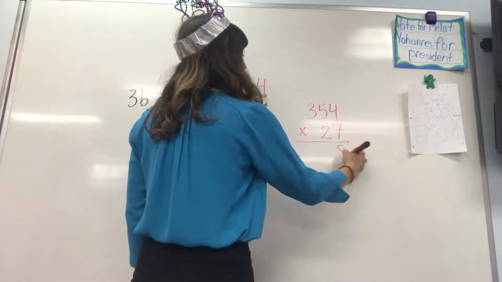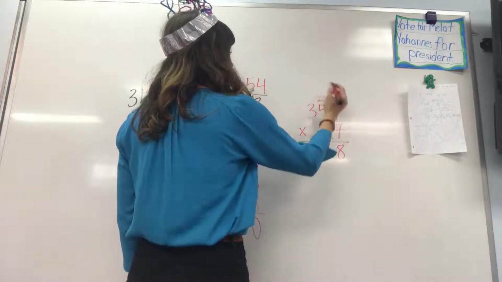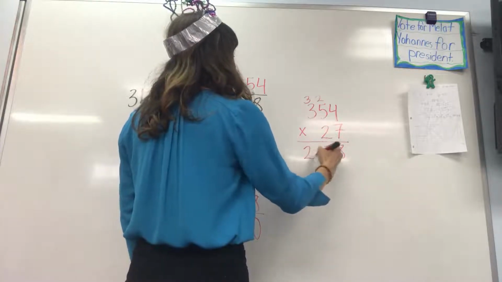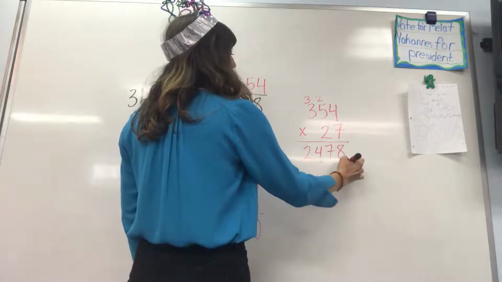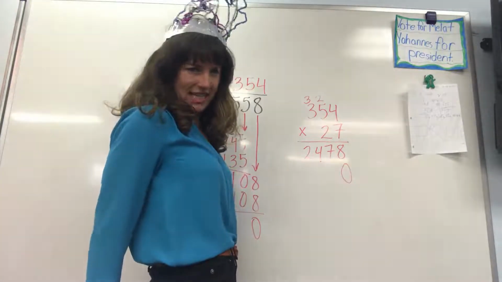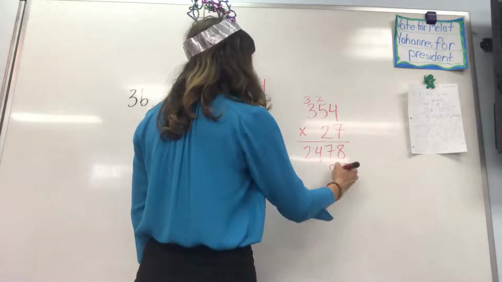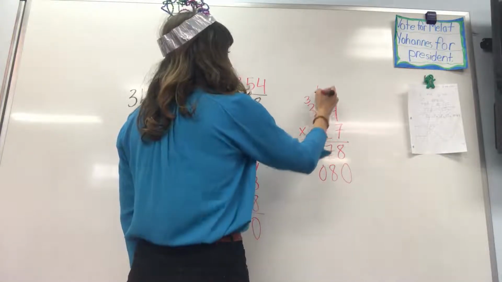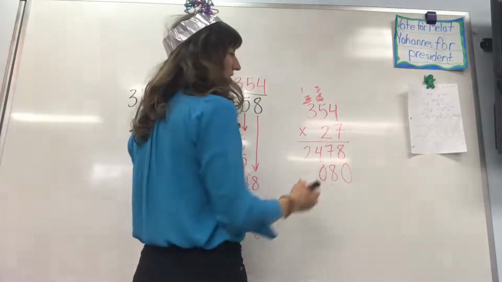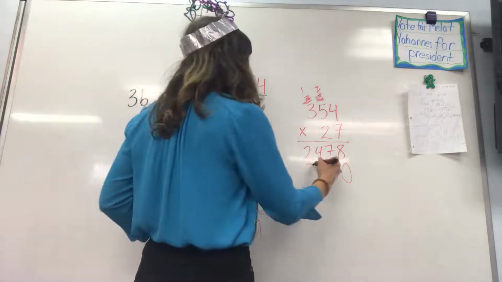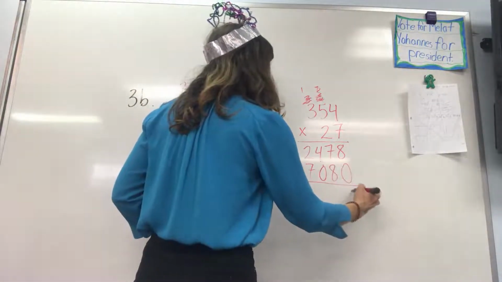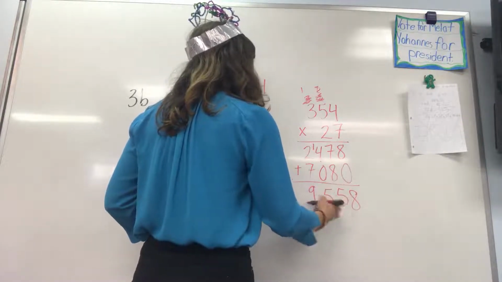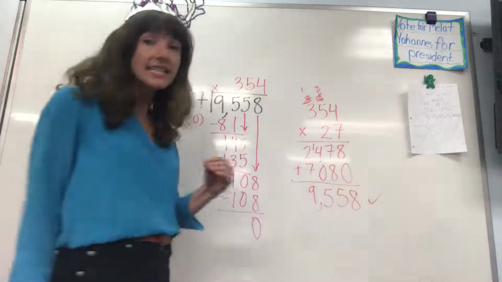7 times 4 is 28. Carry the 2. 7 times 5 is 35. Plus 2 is 37. Carry the 3. 7 times 3 is 21. Plus 3 is 24. Placeholder. And don't forget it. 2 times 4 is 8. 2 times 5 is 10. Carry the 1. 2 times 3 is 6, plus 1 is 7. Add them together, what do you get? 8, 5, 9. Check.